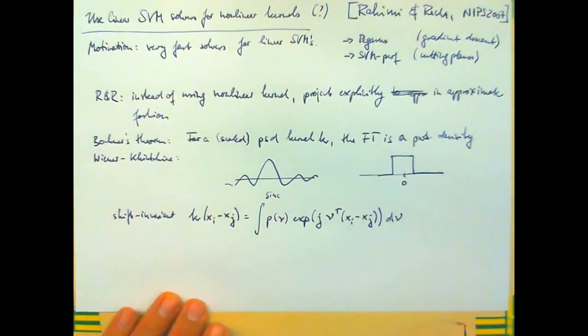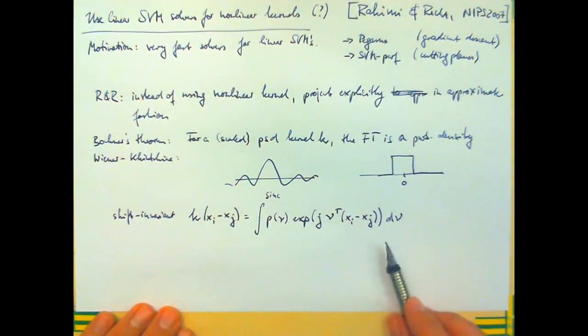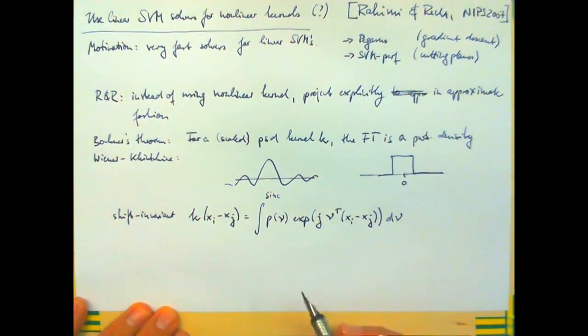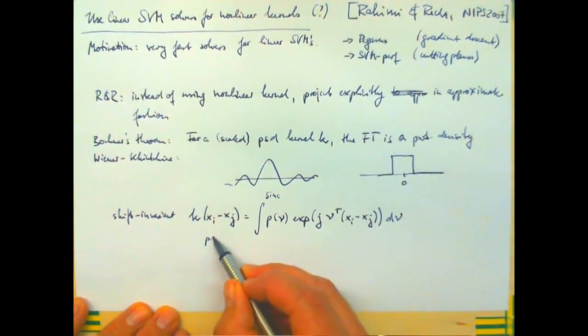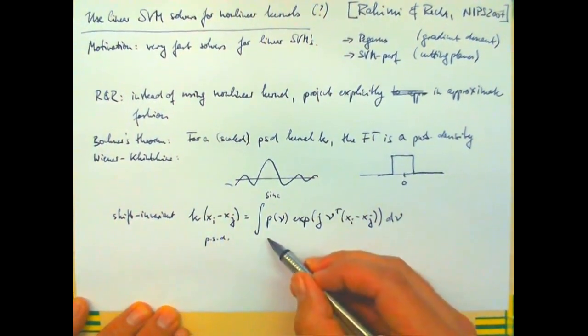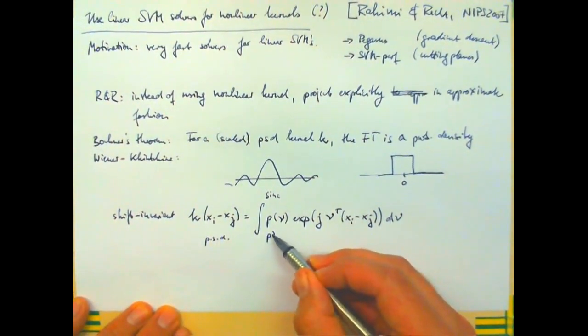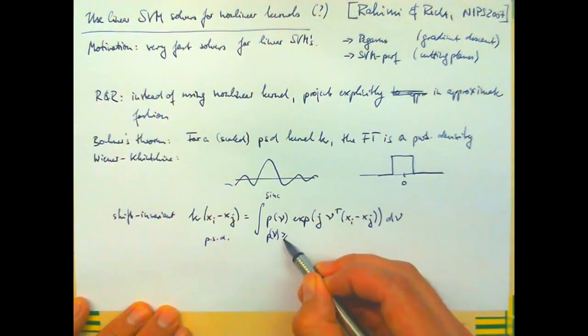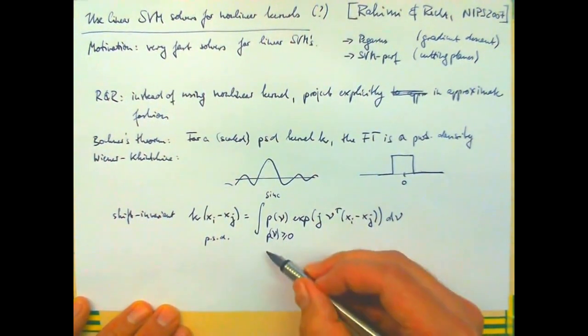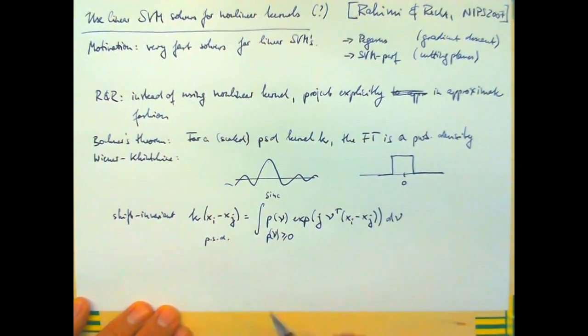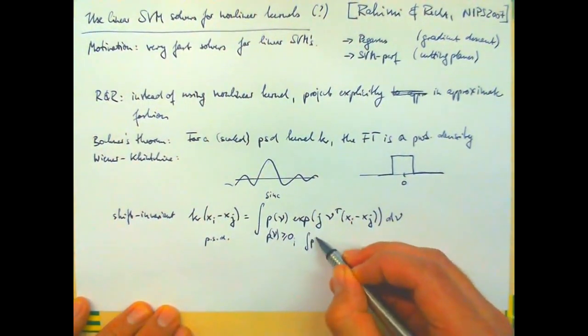Okay, so we just have the Fourier transform here, and the statement is that if my kernel is positive semi-definite, then P of nu must not be negative, and if I scale it appropriately, then it's also true that the integral of this density is 1.